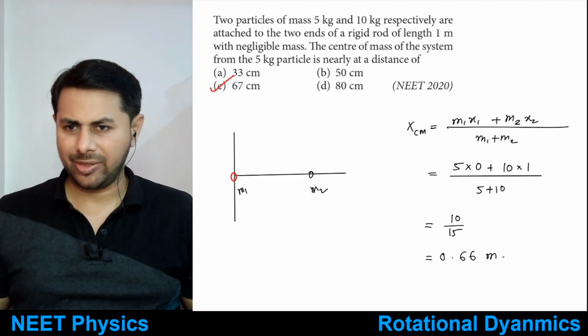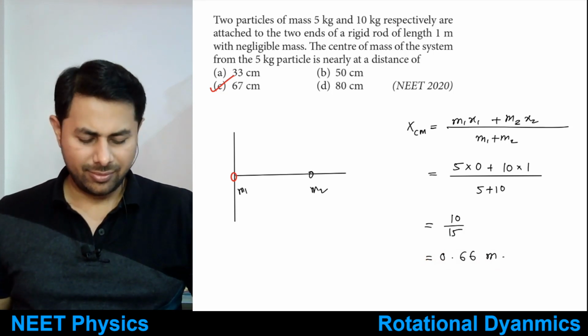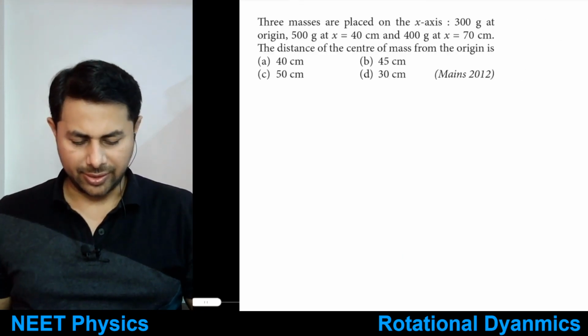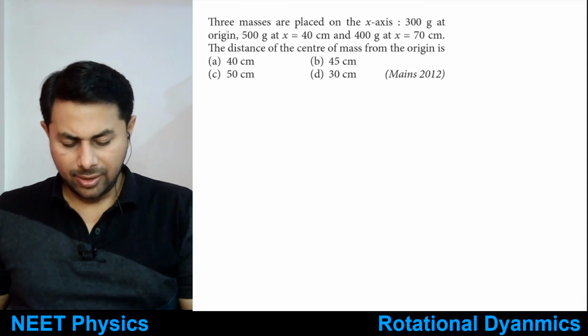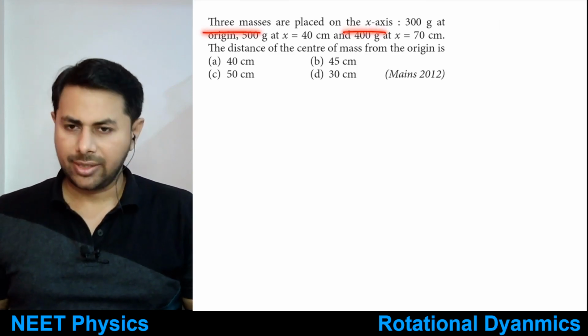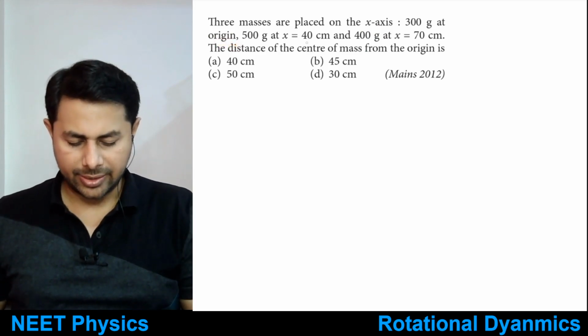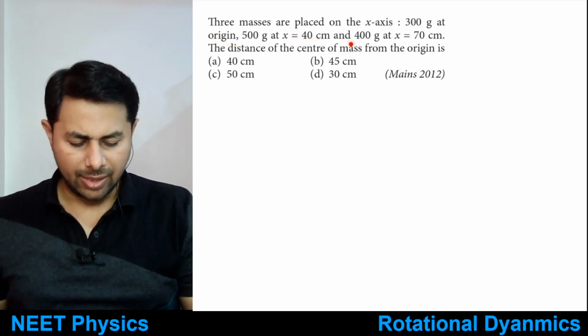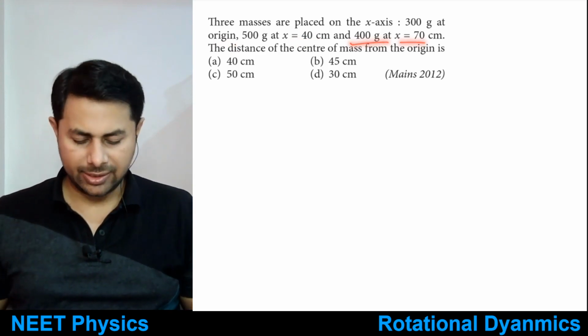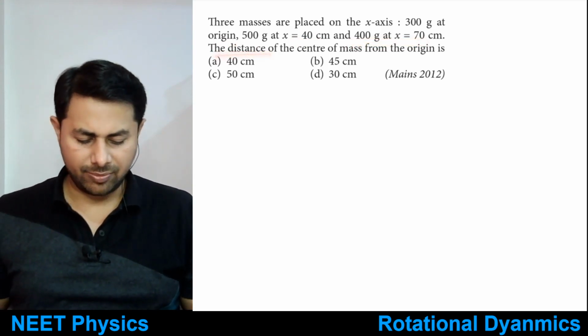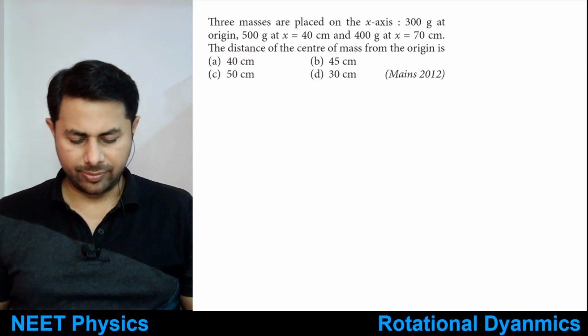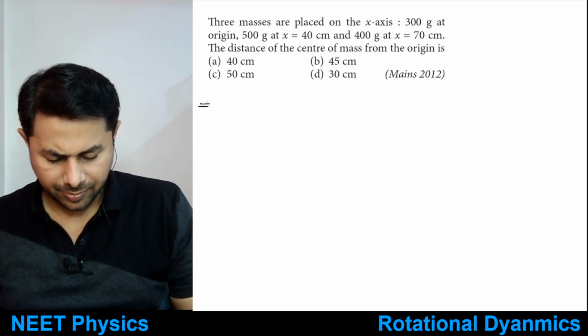Okay, so this one was very simple. Okay, let's see next one. Three masses are placed on x-axis, 300 gram at origin, 500 gram at x equal to 40 centimeter and 400 gram at x equal to 70 centimeter. Then the distance of center of mass from the origin is. Tell me.